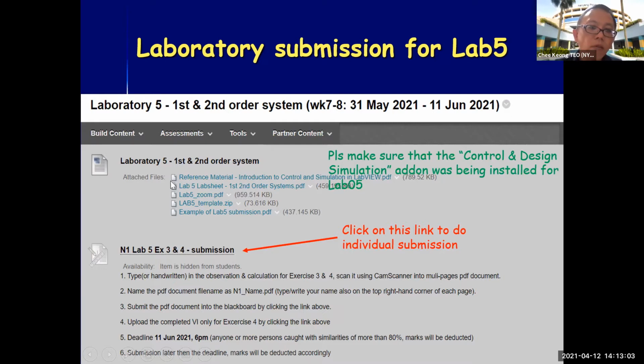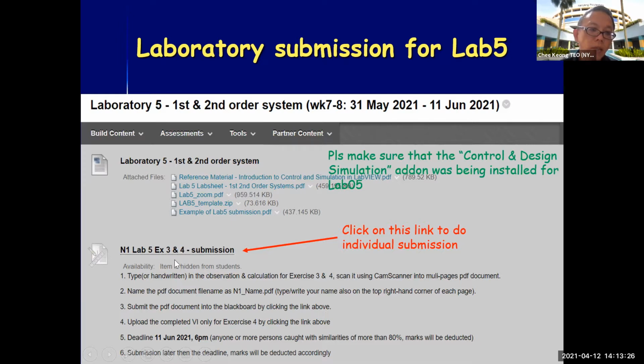Then there is, of course, the lab 5 lab sheet, which is the lab sheet that we are going to use. So please go through the detailed steps. Now, lab 5 Zoom, later I will modify it into lab 5 slides, which is the slides for this presentation. And then, of course, finally, there will be an example of the submission.